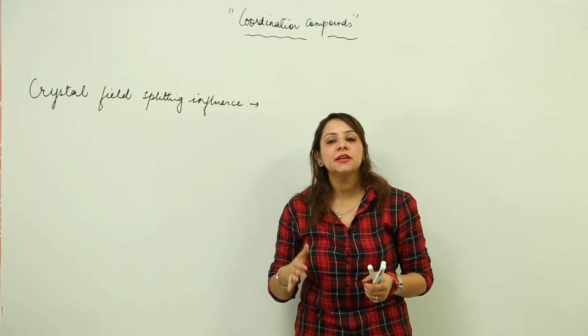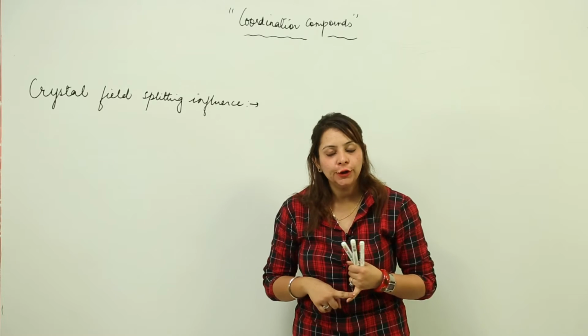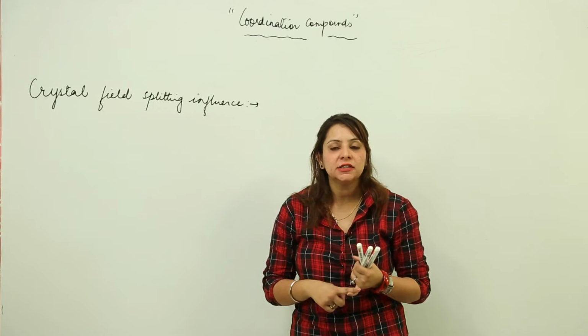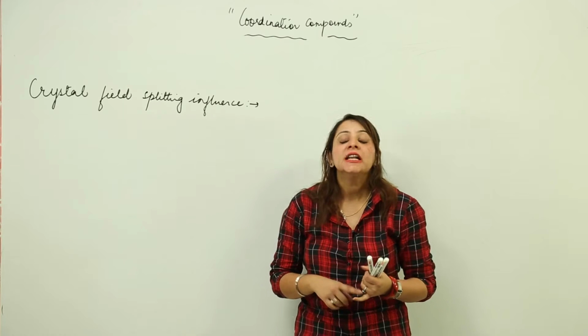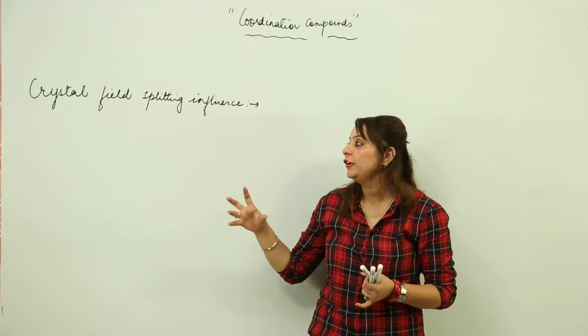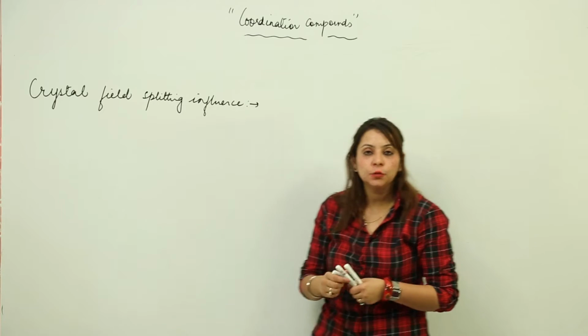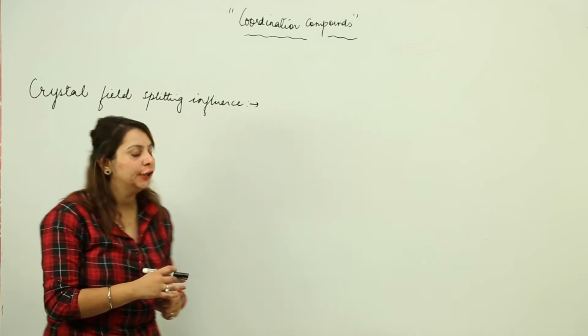Now we'll see that crystal field splitting actually influences many factors. It influences the electronic configuration, the magnetic character, and the color of the compounds. These were the things which could not be explained by the valence bond theory, but crystal field theory tried to explain all those concepts with accuracy. So just look at the board to see how it influenced the electronic configuration.